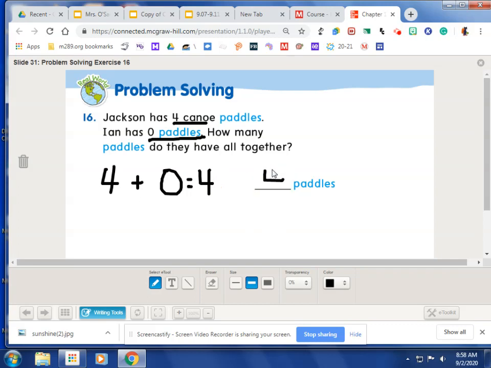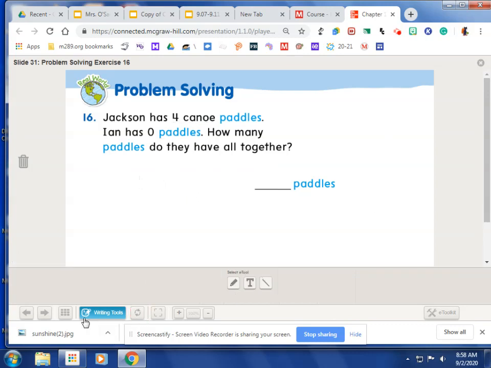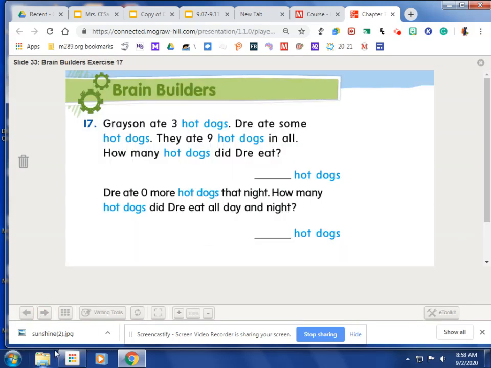So I would write 4 paddles is what they have all together. I needed to add. Now, when we go to start to do these, always hit pause before I start showing you so you can do the work on your own. Okay.